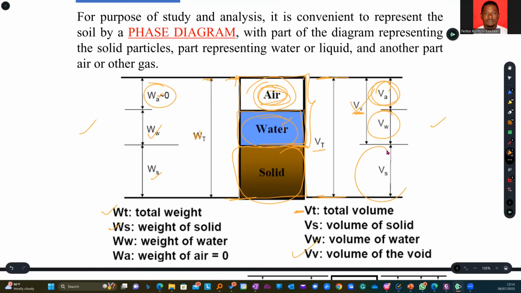And then we have the volume of the solid particles within the sample itself.